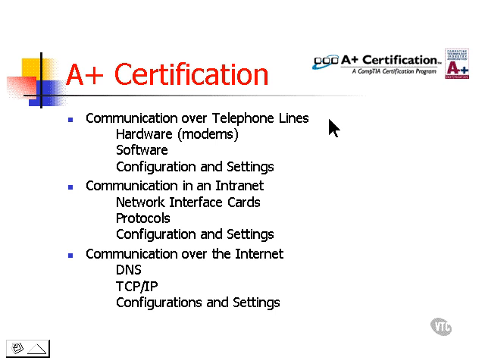Then we'll turn our attention to communication. First, communication over the telephone lines using modems. Then communication on the intranet, which is a network within an organization using network interface cards and protocols. And then finally, the internet, the largest network, a network between networks. And the largest network, of course, being the internet, which is powered by DNS, domain name servers, and TCP/IP, Transmission Control Protocol / Internet Protocol. We'll look at how to configure and set each of these communications options.